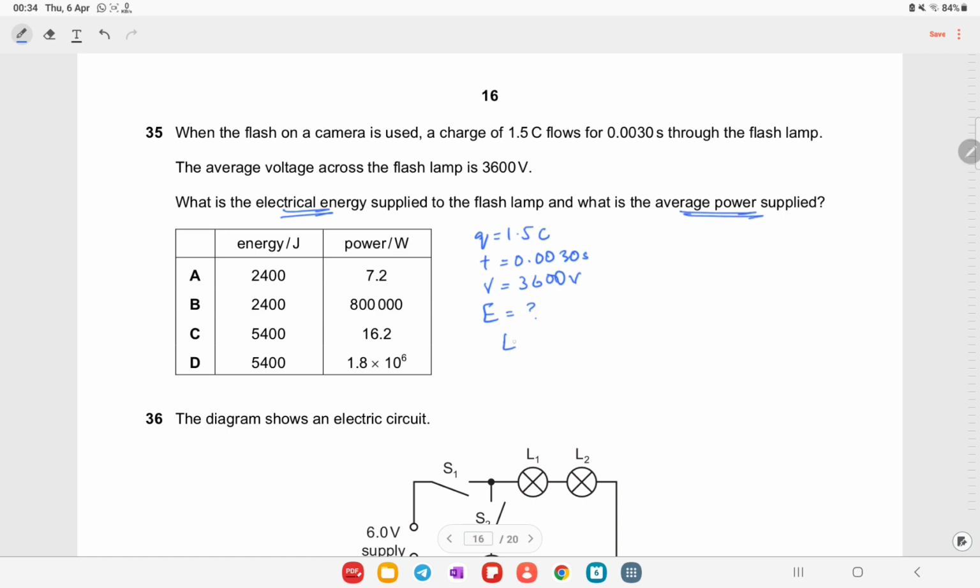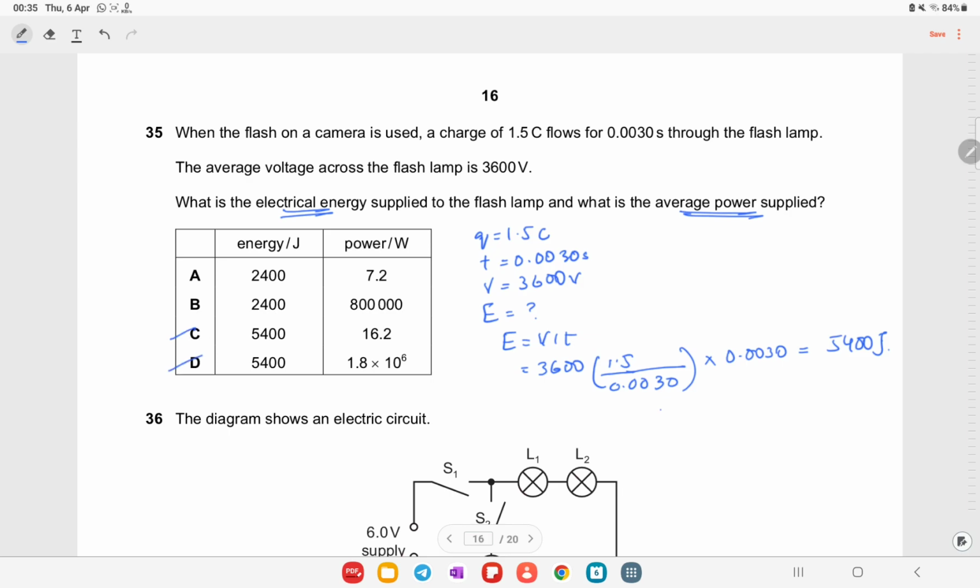So energy is equal to VIT. V is 3600, I is Q divided by T, which is 1.5 divided by 0.0030, and then you multiply again with time. Time is again 0.0030. So if you do the calculations, you will end up at 5400 joules. And now this might be your answer, or this.